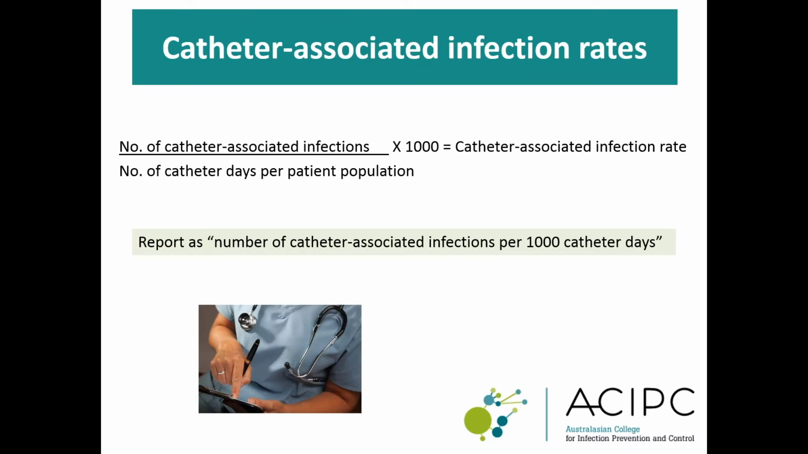Calculating catheter-associated infection rates is important because knowing your hospital's catheter-associated infection rate can provide a benchmark to measure your progress in reducing catheter-associated bloodstream infection. So this is a simple calculation: the number of catheter-associated infections divided by the total number of catheter days per patient population times 1,000, and you report this as the number of catheter-associated infections per 1,000 catheter days.